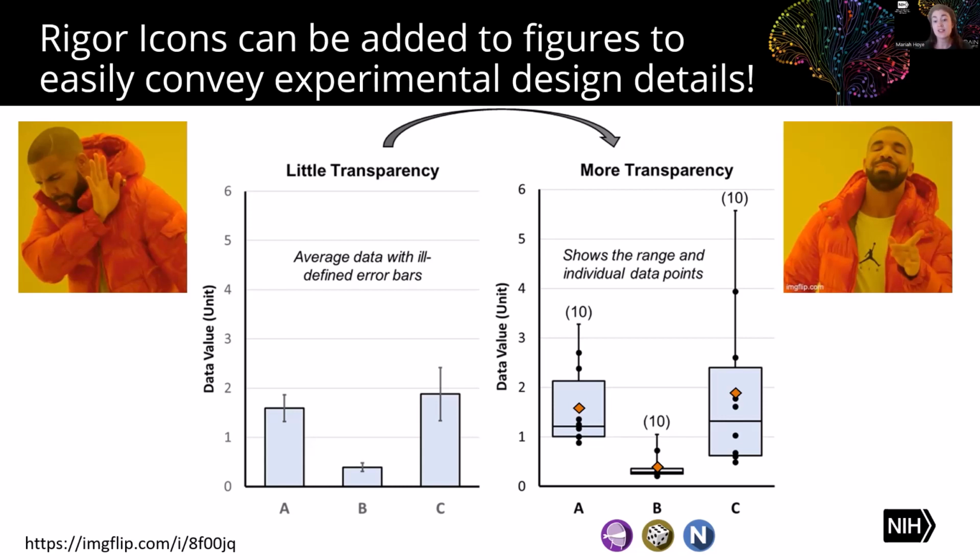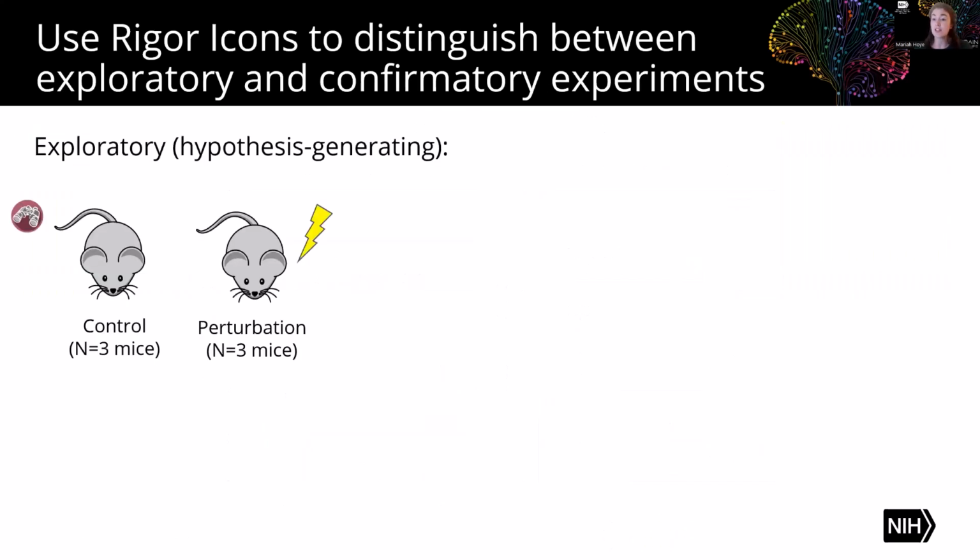Another use of Rigor icons is they can be used to help distinguish between exploratory and confirmatory experiments. So let's say you conduct an exploratory experiment where mice received some perturbation. You can add the exploratory icon to indicate that this was a hypothesis-generating experiment, and you can also explicitly show the sample size, which increases transparency.